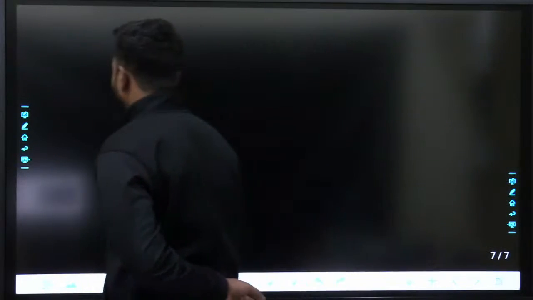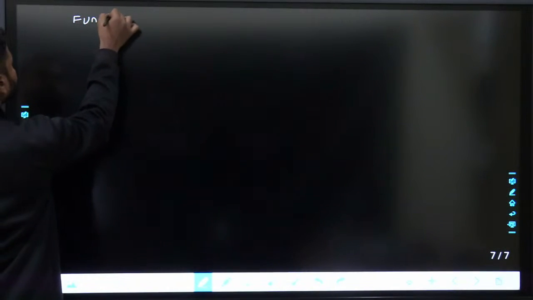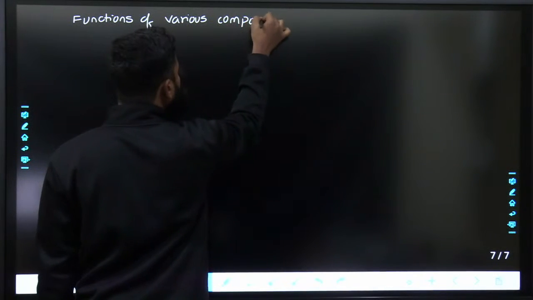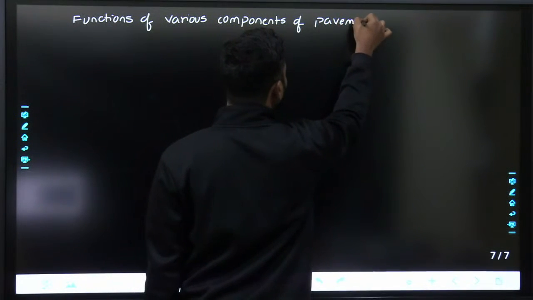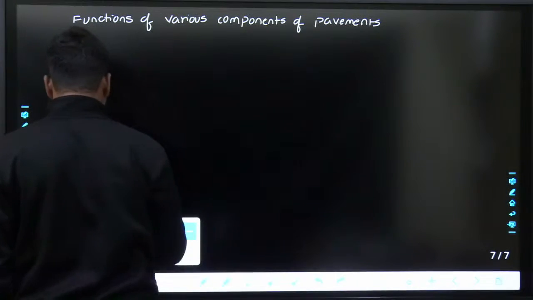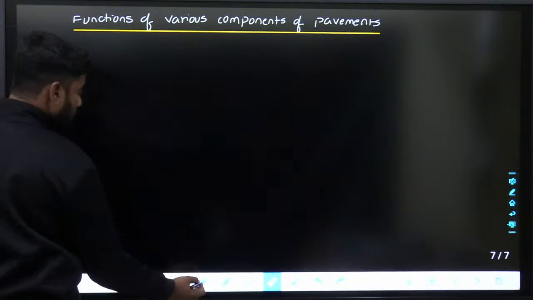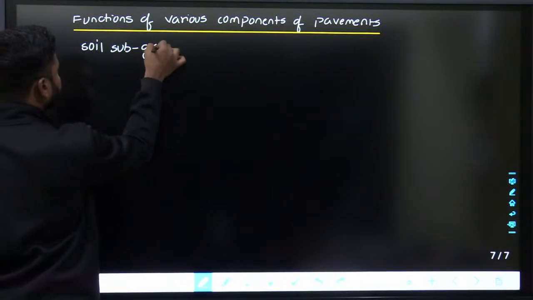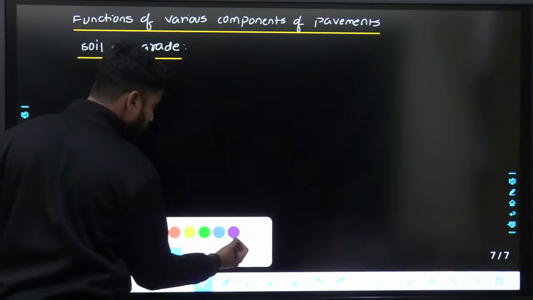Next one is functions of various components of pavement. The first one would be soil subgrade. The first layer, that is soil subgrade. Your soil subgrade, that is your soil.